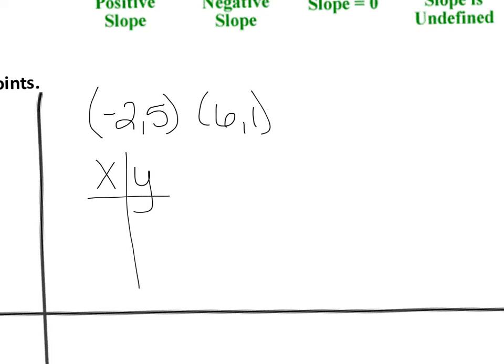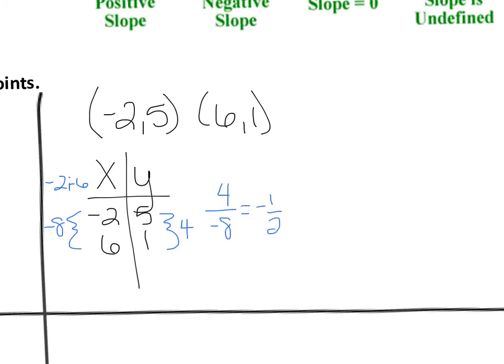So I have the points (-2, 5) and (6, 1). If we look at the y coordinates, the difference between 5 and 1 is 4. Now, this is where you have to be careful, because I took 5 minus 1, so I need to take negative 2 minus 6, which hopefully you notice is negative 8. Okay, so if I put the difference in my y over the difference in my x, notice here that I can simplify that. So the slope between these 2 points would be negative 1/2.